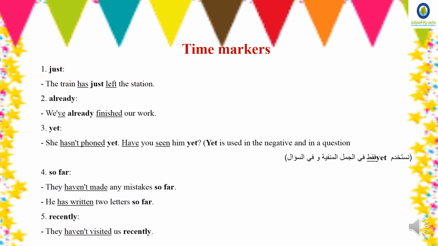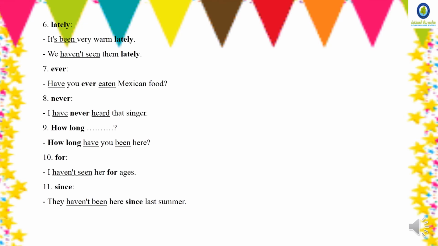Number four, you have so far, and it comes at the end. It can be with negative or affirmative سواء بالنفي أو بالإثبات. For example, they haven't made any mistakes so far. He has written 2 letters so far. You have recently. They haven't visited us recently, and also it comes at the end like so far. Also lately, the same as recently.